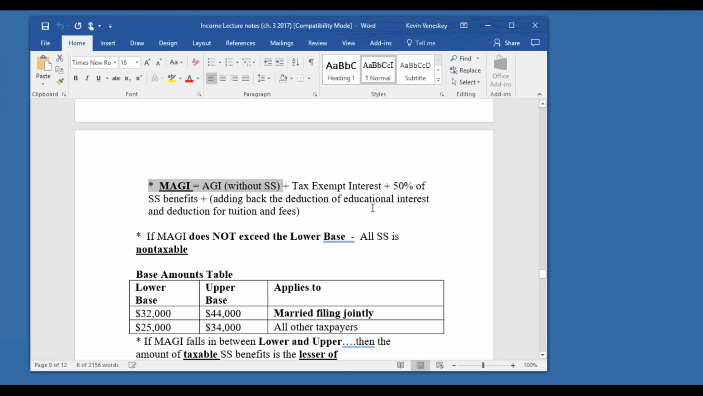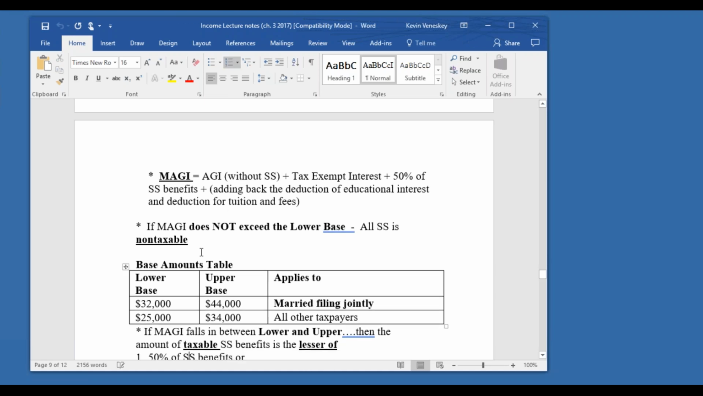And then if you took an educational interest deduction, or a deduction for tuition and fees, they're going to add that back as well. For whatever reason, they add those back, those two in particular. We're going to talk about these next week, so just know that they're out there.